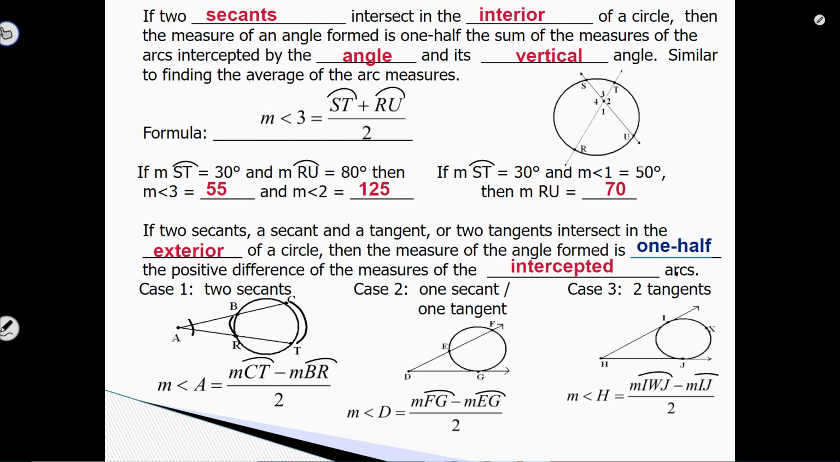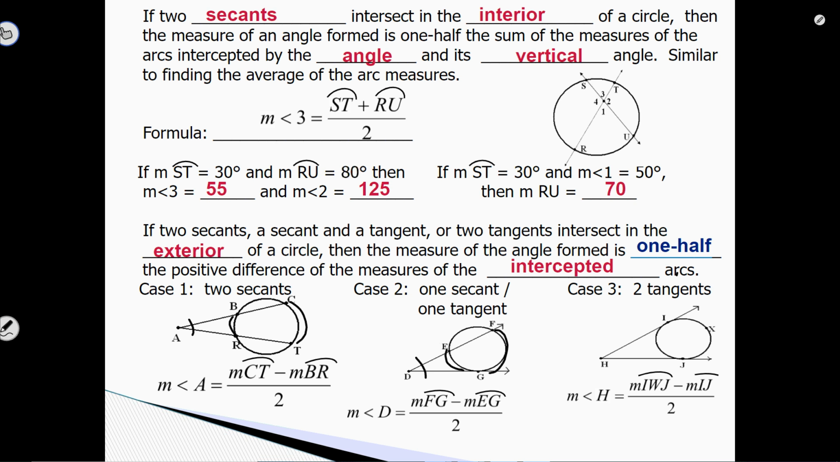Same rule applies if you have one secant and one tangent, like this picture here. One secant line, one tangent. You still are going to take the difference of the intercepted arcs, so that would be this arc and this arc. Again, visually we can see FG would be the bigger one, so we do FG minus EG divided by 2 should give me the measure of this angle out here.